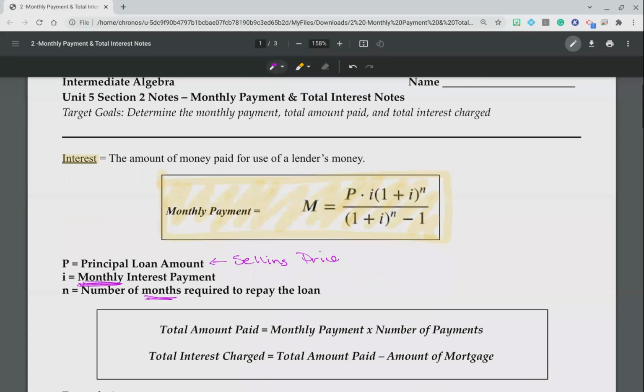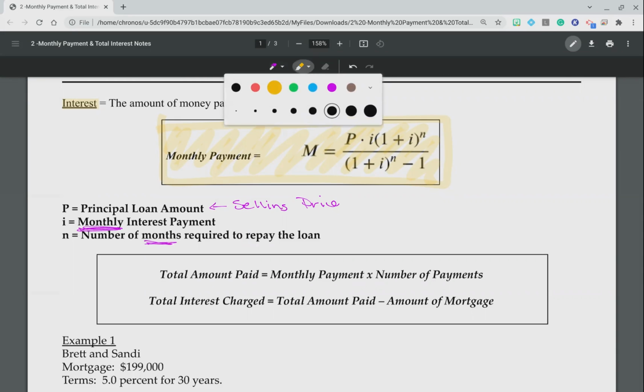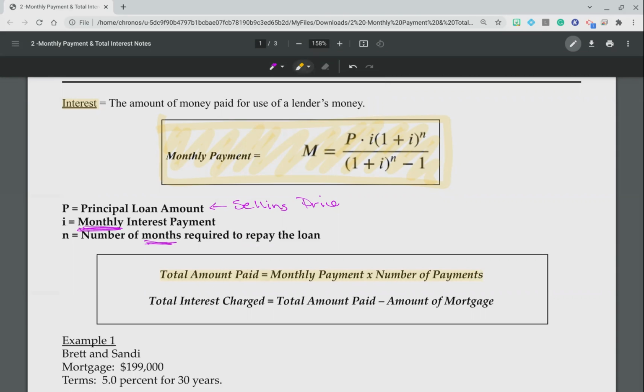Okay. And then we have a couple more formulas for you. If you're trying to find the total amount that you're paying for your house, you're going to take your monthly payments and multiply it by the number of payments. So the number of monthly payments, basically times N, because that's the number of payments. And then your total interest charge, you're going to take your total amount paid and subtract the amount that your mortgage loan was for. So that'll tell you how much interest you paid, because you're just subtracting what the selling price was from the total number that you've paid.